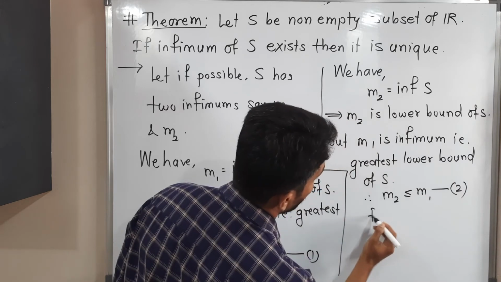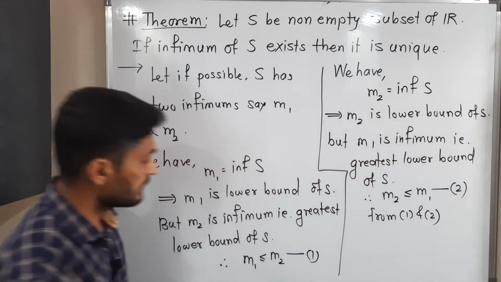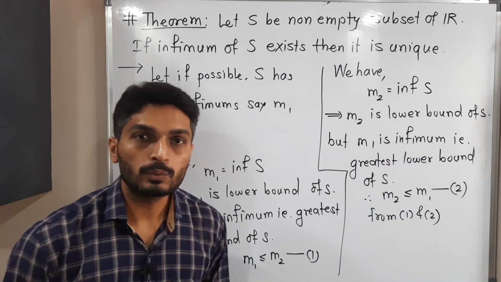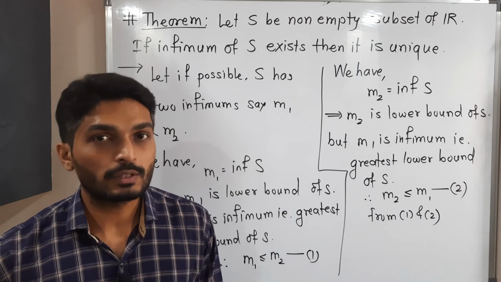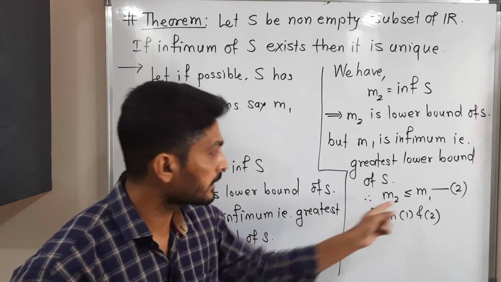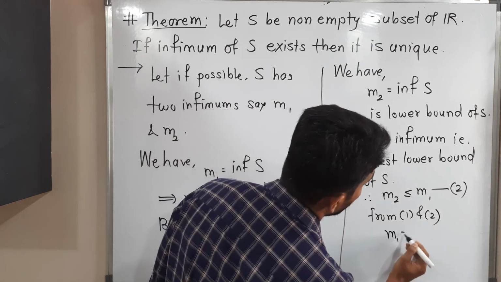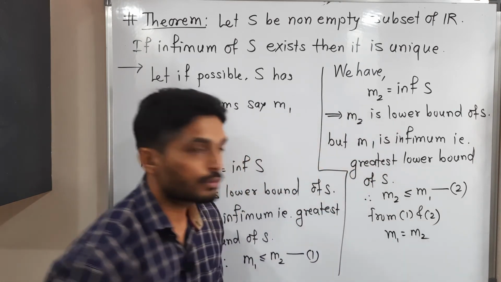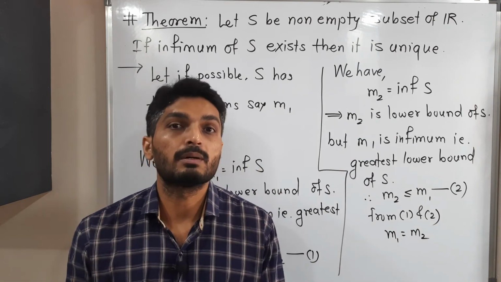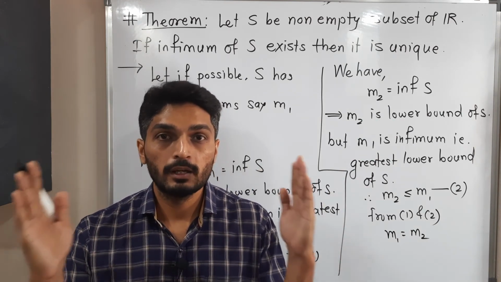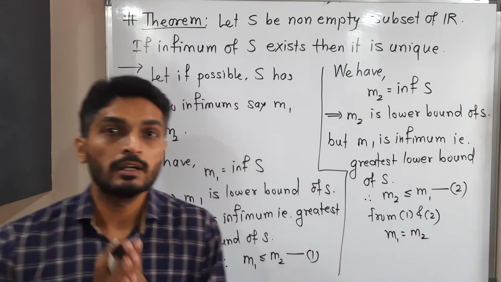See, now let us combine 1 and 2. In 1 we say M1 less than or equal to M2, and in 2 we say M2 less than or equal to M1. So that means both of them are equal. Getting equality also. That's why we can write, therefore M1 is equal to M2. So actually we started by assuming there are two infimums and finally we got, okay, both of them are equal, both of them are same. So that means it has only one infimum.